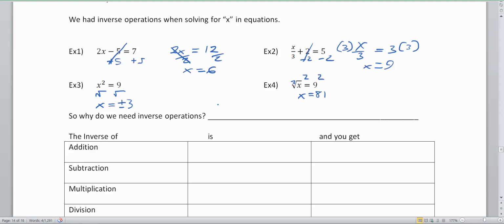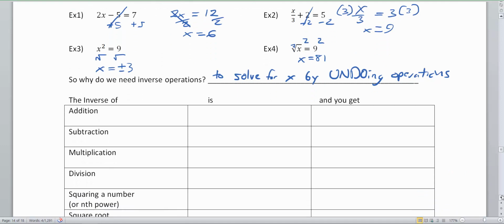Okay, so why do we need inverse operations? Well, we need inverse operations to solve for x by undoing, emphasis added there to the word undo, undoing operations. So let's just fill out this chart and kind of put things back in perspective.